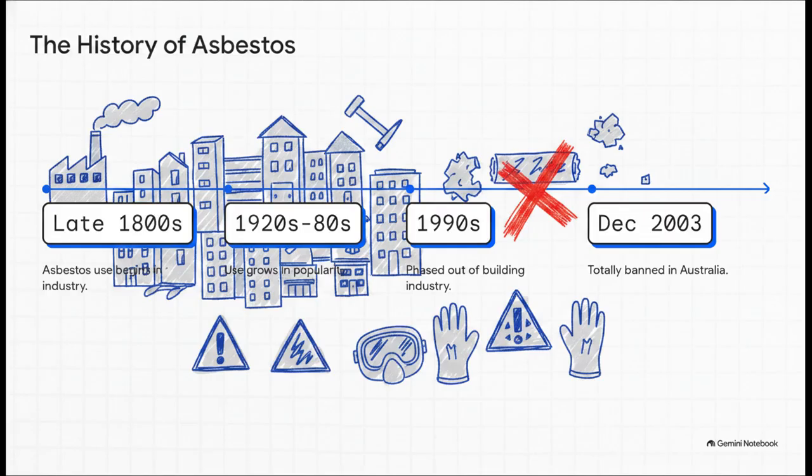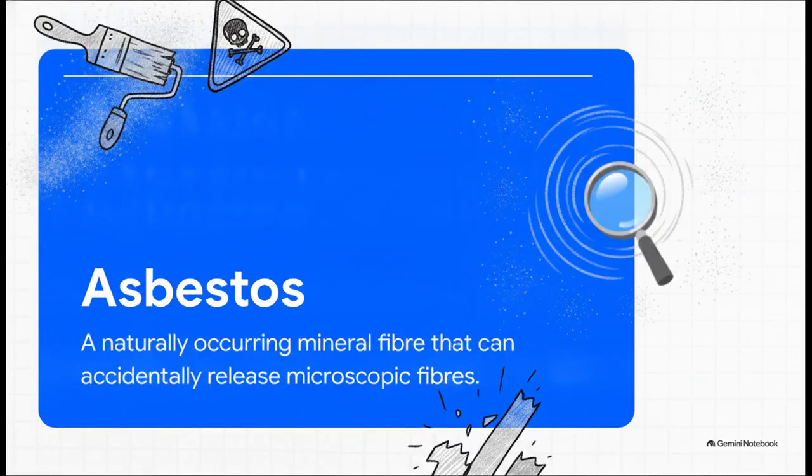Now, why does this timeline matter to you? Well, because of those decades of widespread use, you are absolutely going to run into it in existing structures today, even though it's been banned for over 20 years now. So, what are we actually dealing with here? Basically, asbestos is a naturally occurring mineral fiber.